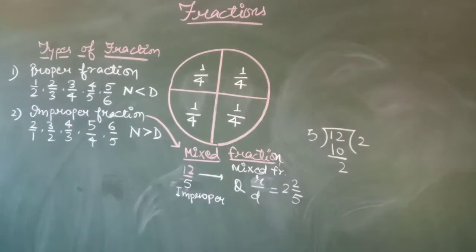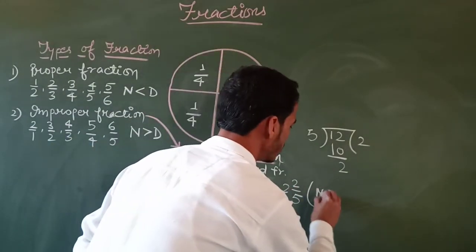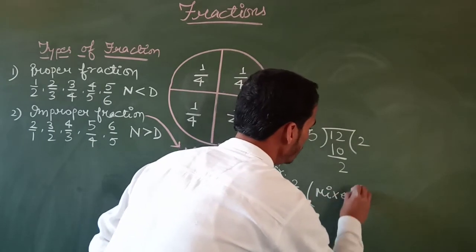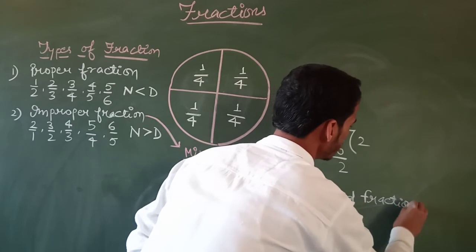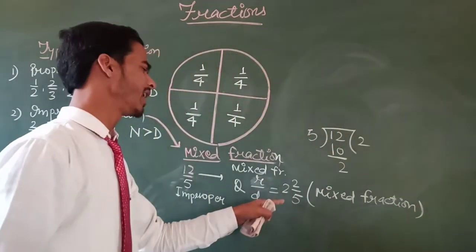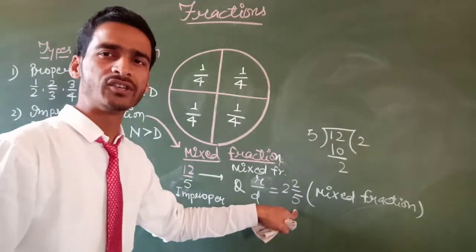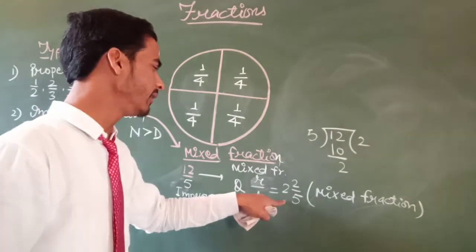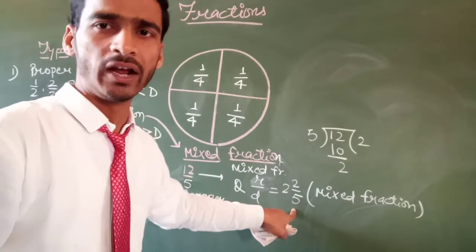This fraction is changed into a mixed fraction. Such a type is called a mixed fraction. And I have said to you that a mixed fraction is a combination of a whole number and a proper fraction. So you can see here that this number is a combination of a whole number and a proper fraction.